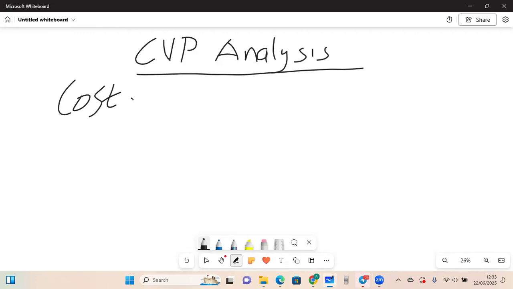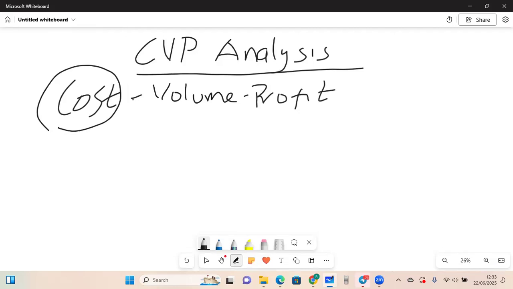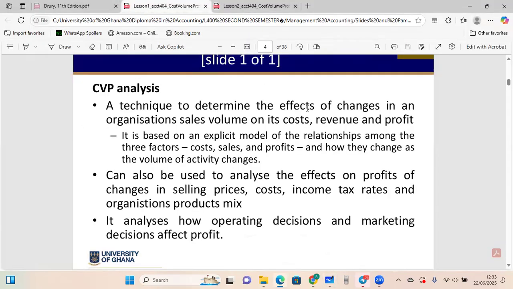Cost, volume, profit, right? So basically, what are we doing? Comparing costs of an organization to its output or its volume or its sales, right? And then to the profit. So how they influence the organization. So let's just go into the slides and then do some small explanation. We'll come back here and then continue some calculations, right? All right.